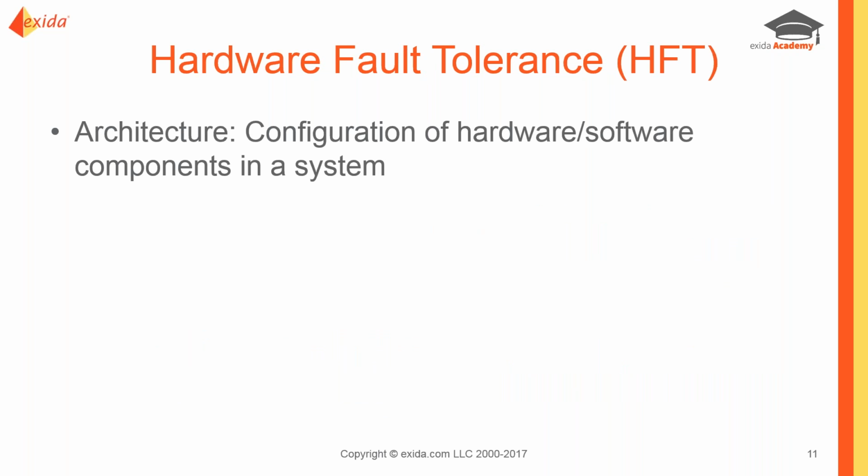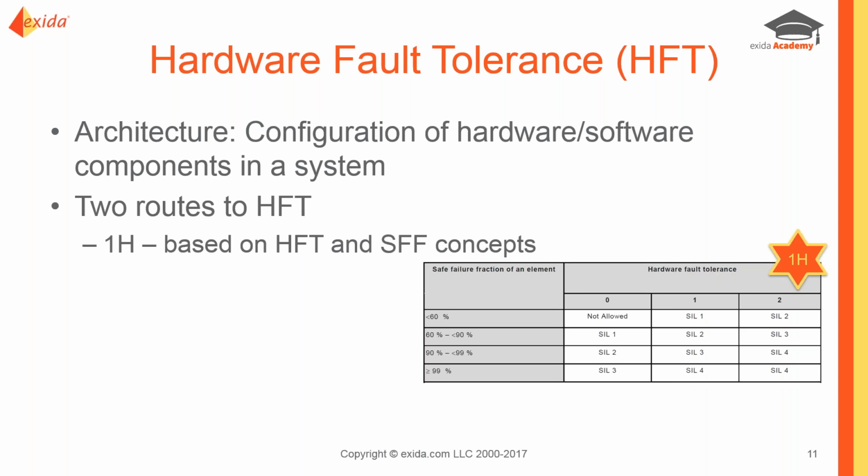The second of the compliance trilogy is the hardware fault tolerance. It's often called architectural constraints. In essence, this is a measure of the redundancy that is required. There are two routes to looking at the hardware fault tolerance. Route 1H is where the tables come from IEC 61508. They look at the safe failure fraction because they're based on safe failure concepts. So we look at the safe failure fraction of a given component, and then by comparing that in these tables with what our SIL target is, it tells us what our redundancy needs to be.